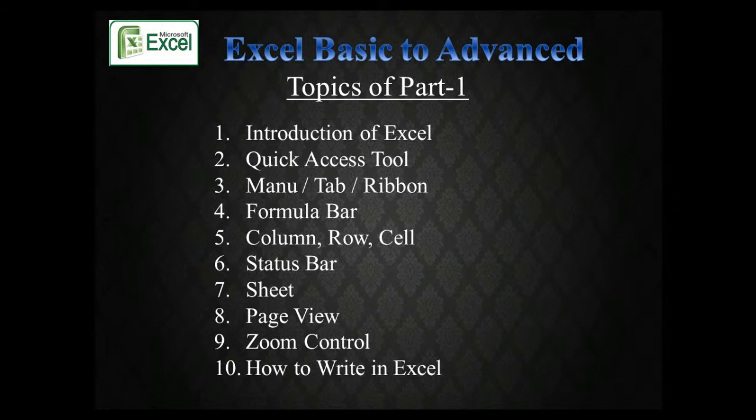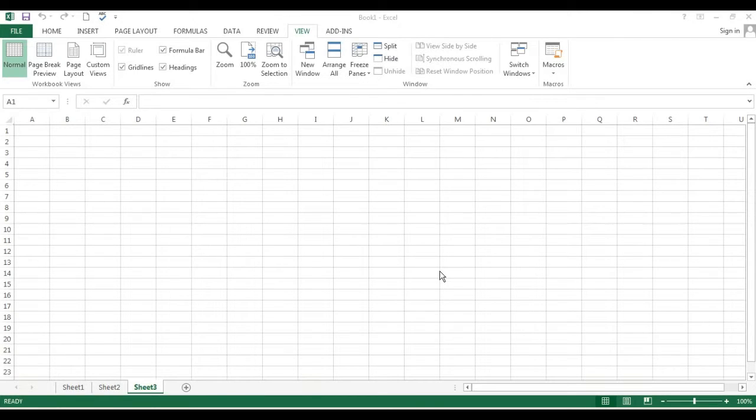So we have completed our first point: introduction of Excel, quick access tool, menu, tab or ribbon, formula bar, column, row, cell. Now we will see the status bar. This bar is called the status bar. Different types of status will come here when we work.